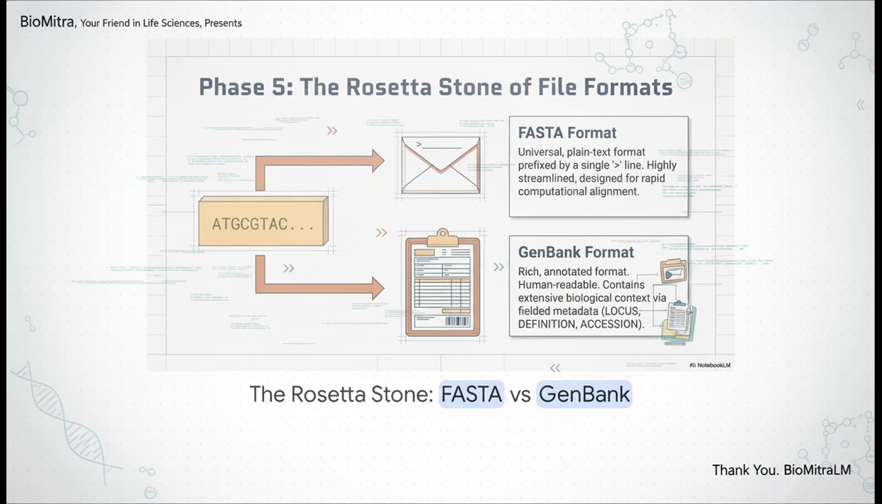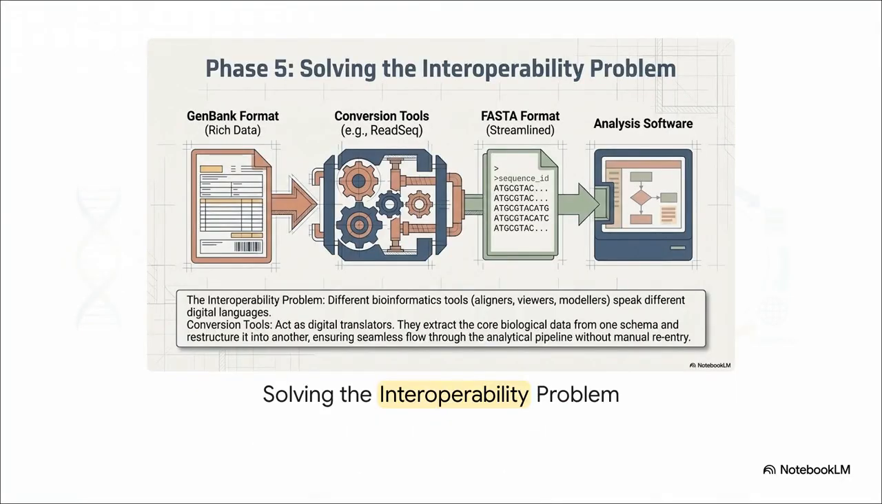GenBank, however, is more like a heavily detailed clipboard. It is incredibly rich, heavily annotated, and human-readable. It contains extensive biological context using fielded metadata, things like the sequence's locus, definition, and accession numbers. But what happens when you retrieve a rich GenBank file, but the specific alignment software you're using only accepts that streamlined FASTA format? Boom. You've just hit the interoperability problem.